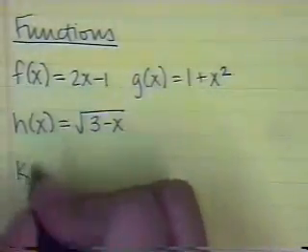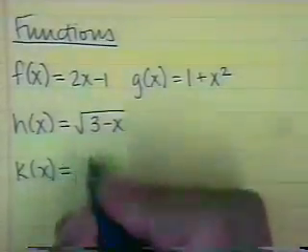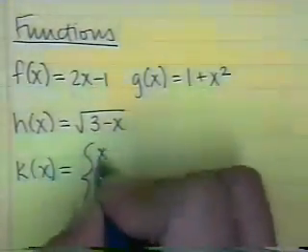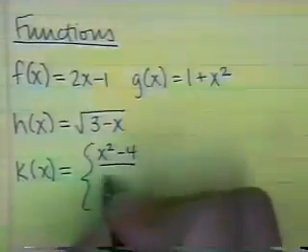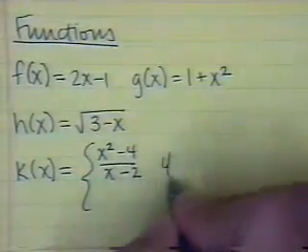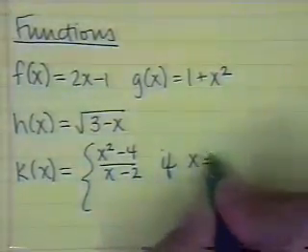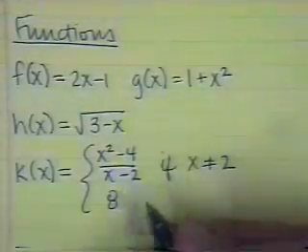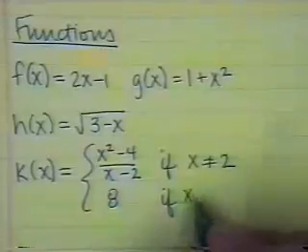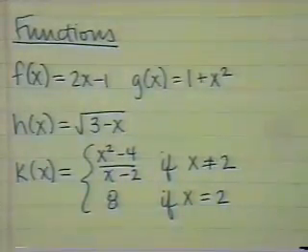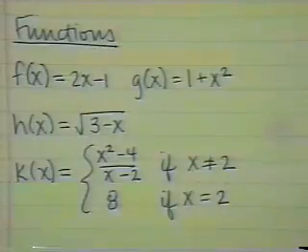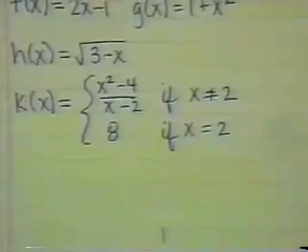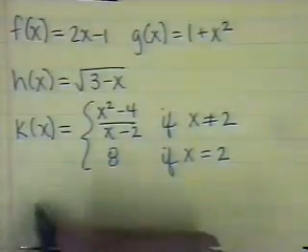And our k of x we're going to make into a piecewise function. So k of x is equal to (x squared minus 4) over (x minus 2) if our x is not equal to 2. If it's equal to 2, we're going to let our k of x equal 8. And we'll come back and talk about that when we actually plug into that function. So there are the 4 functions that we're going to be using in this video. So we'll refer back to that as we can.